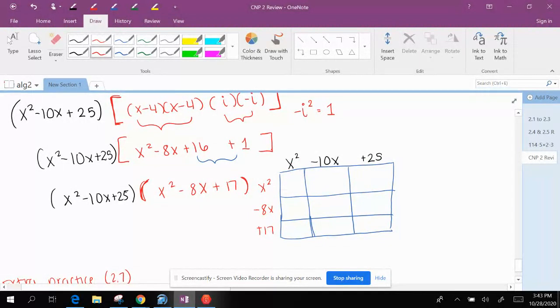So x squared and x squared gets you x to the 4th. Negative 10x times x squared is negative 10x cubed. 25 times x squared is 25x squared.